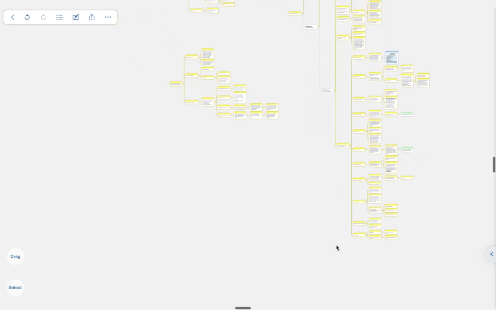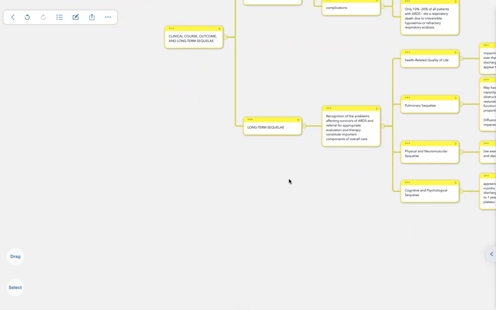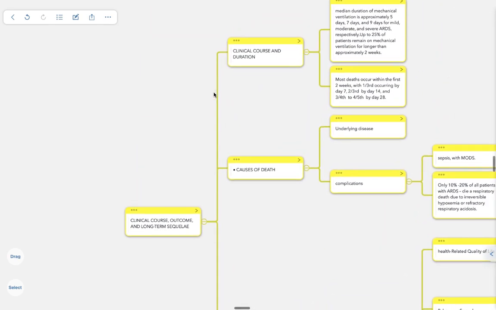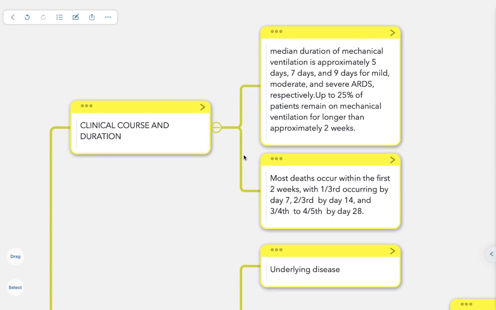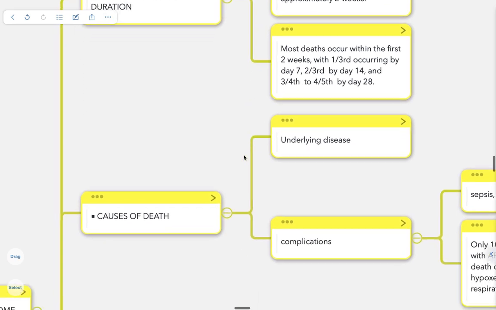Now, after studying all this, let's come to the final section, that is the clinical course, outcome and long term sequelae. So, clinical course and duration. The median duration, like we discussed earlier, the median duration of mechanical ventilation, according to mild, moderate, severe, is 5, 7, and 9 days. Up to 25% of the patients remain on mechanical ventilation for longer than approximately 2 weeks. Most of the deaths occur within the first 2 weeks, with one third occurring by day 7, two-thirds by day 14, and three-fourths and four-fifths by day 28.